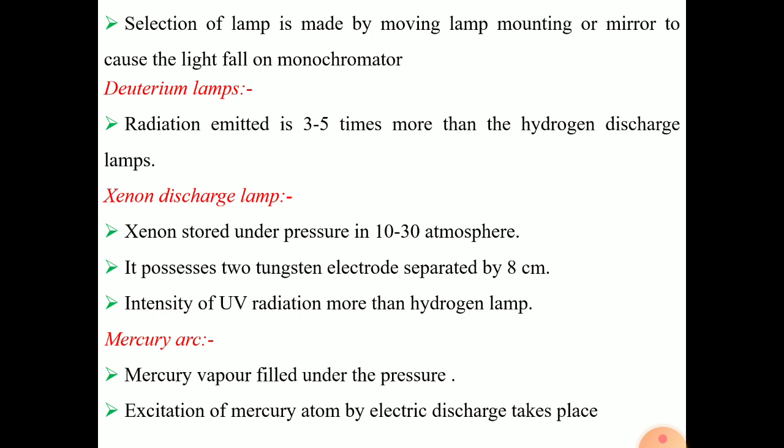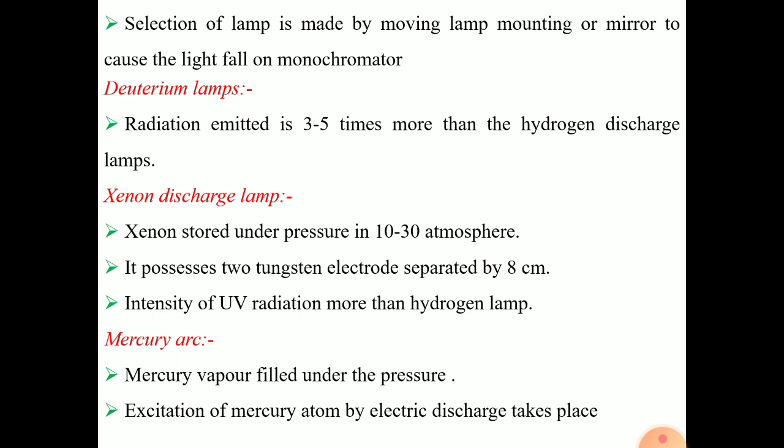Xenon discharge lamp is the same. The xenon is stored under pressure of 10 to 30 atmospheres. We have one glass bulb, and in that glass bulb, like the hydrogen discharge lamp, there are two electrodes. The electrodes are made of tungsten and the distance between the two electrodes is 8 centimeters. In that bulb we fill the xenon at high pressure, commonly 10 to 30 atmospheres. The intensity of UV radiation produced by this xenon discharge lamp is more than the hydrogen lamp.